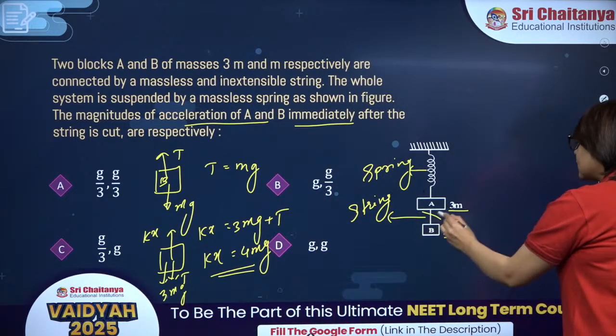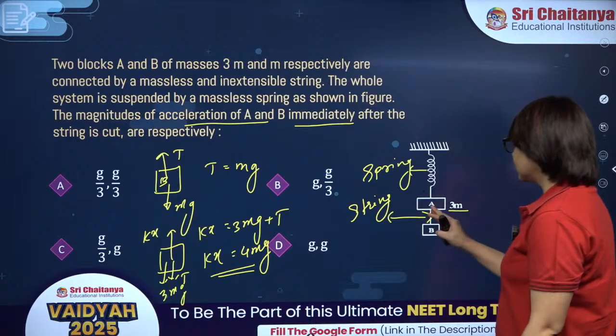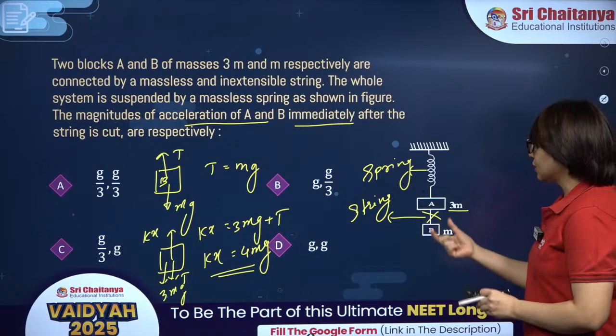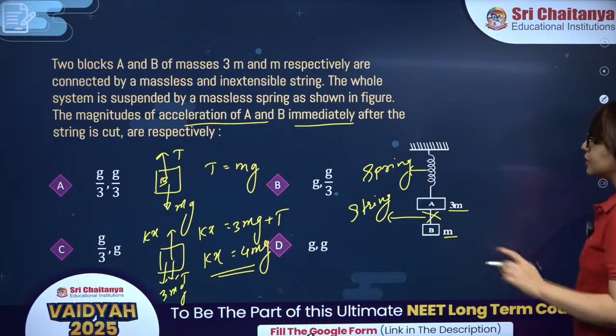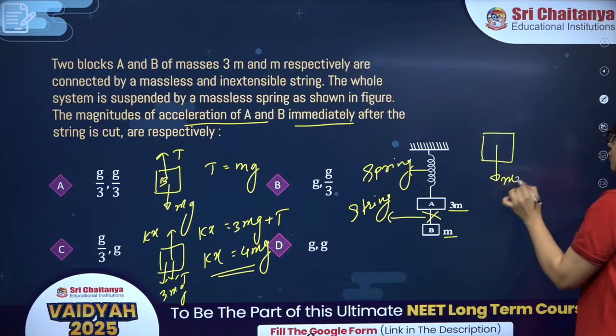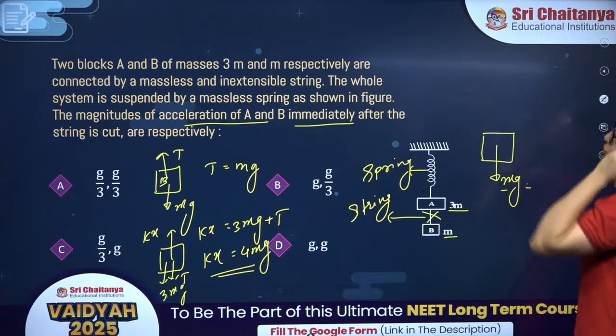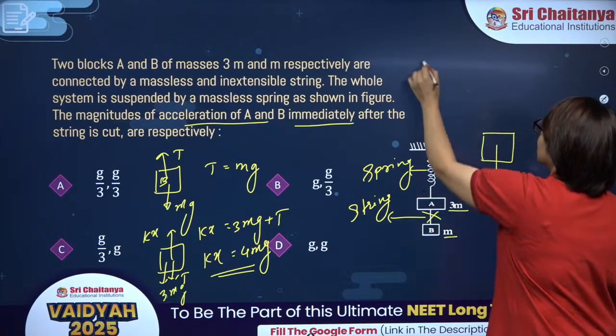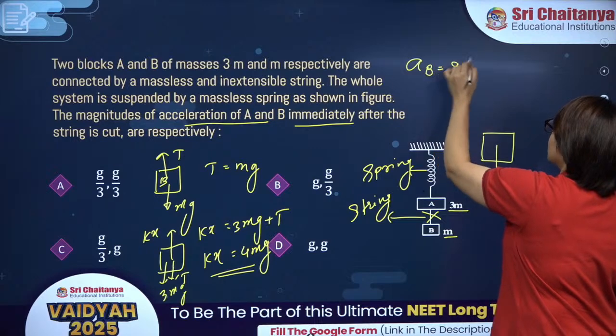Now when you cut this string, the string will become slack immediately, and because of that the tension will become 0 immediately. So B will fall under the influence of gravitational force only. So acceleration of B is equal to g only, right? Acceleration of B is equal to g only.